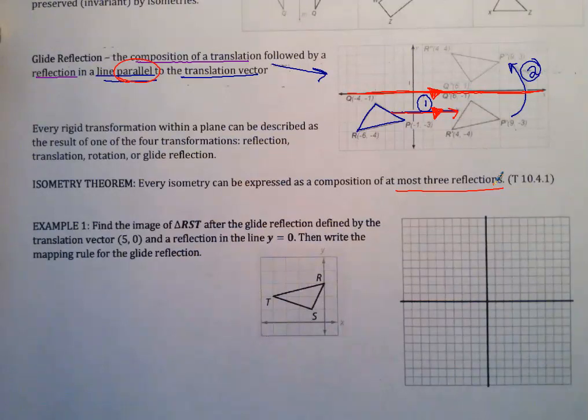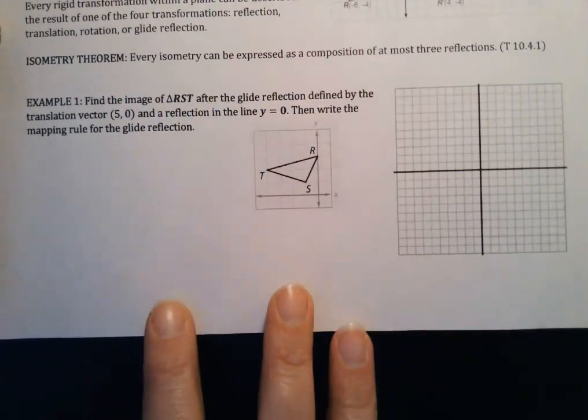Okay. All right, example 1. It says find an image of triangle RST after the glide reflection defined by the translation vector 5, 0, and a reflection in the line y equals 0. Then write the mapping rule for the glide reflection. So there's quite a little bit there, but I'm going to move it on up.